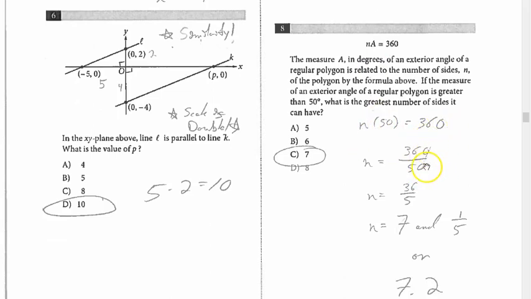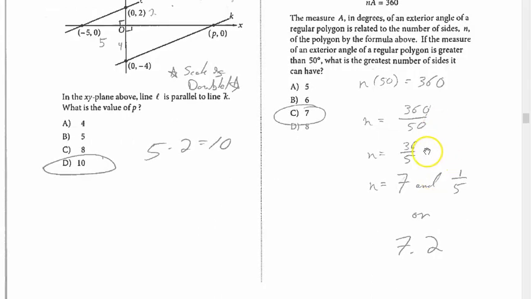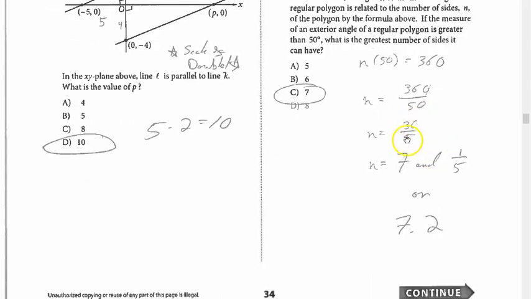I got a 0 at the end on both, so I can cancel those, or I'm technically factoring out a 10 from both, because both have that as a factor. Then reducing it, that gets me to 36 over 5. Now, I'm thinking about how many times 5 goes into 36. That goes in 7 times, because 7 times 5 is 35, and I have 1/5 left over. Or, if you want to write it as a decimal, you get 7.2.